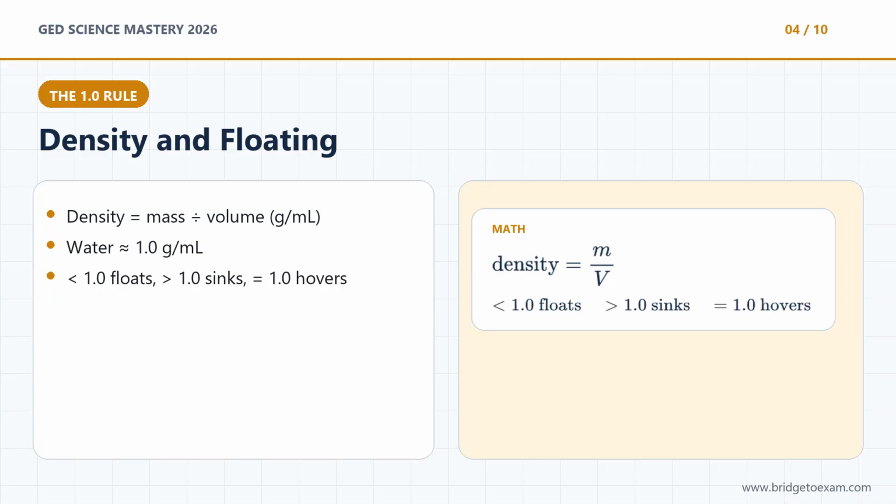Now the star of this session, density. Density is mass divided by volume. How much mass is squeezed into a given space? The units are usually grams per milliliter. Here is the rule for water. Water has a density of about 1.0 grams per milliliter. So an object floats in water if its density is less than 1.0, and it sinks if its density is greater than 1.0. If it is exactly 1.0, it hovers, neither rising nor sinking. And here is the trap. Floating depends on density, not on mass alone.